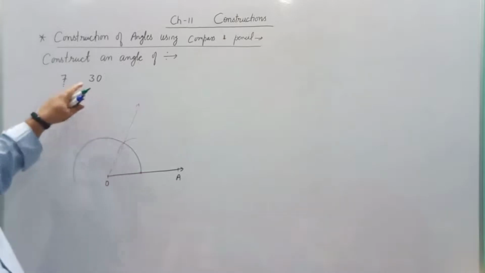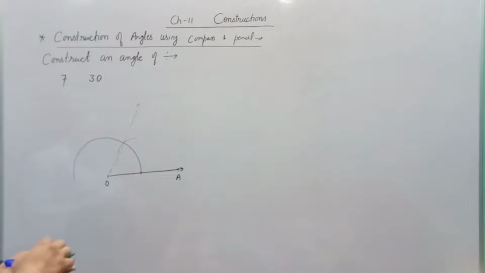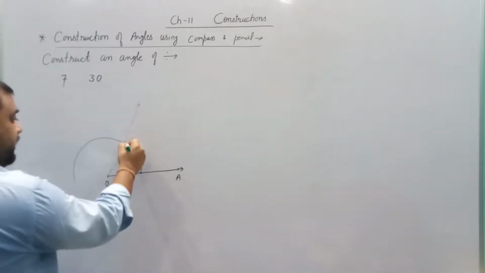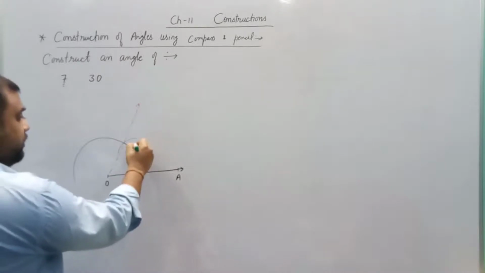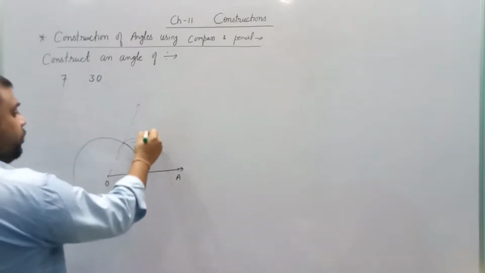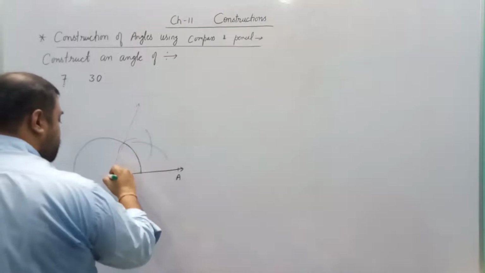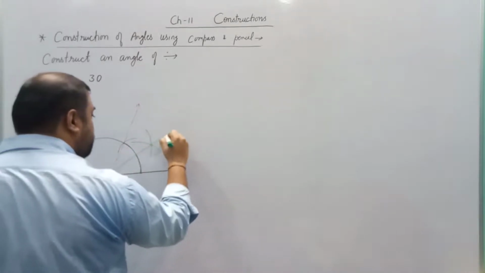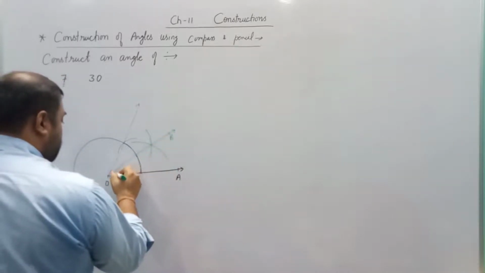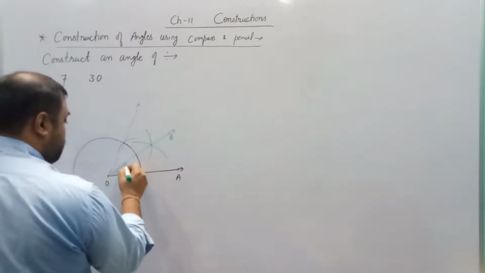Now 30 is half of 60, so draw the angle bisector of 60 degrees. Taking this point as center and more than half of this arc, draw an arc. Taking 60 as center and more than half of this arc, draw another arc. So this is 30 degrees.